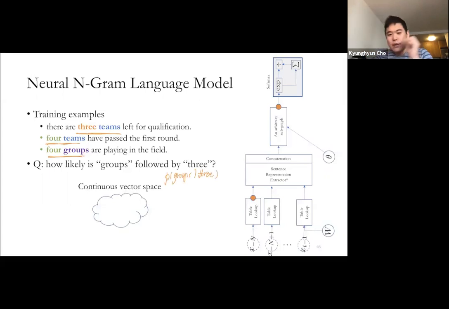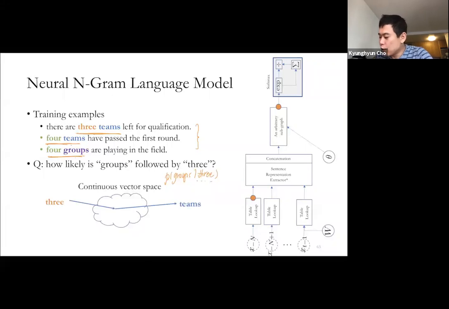So I'm building a unigram, or rather a bigram, language model, right? Given three, what is the probability of groups? If you think about just doing the count-based n-gram language model using these three training examples, the probability of groups given three has to be zero, because three groups never appears. We have three teams, four teams, and four groups, but there's no three groups, meaning the count of three groups is zero, thereby the probability of groups given three is going to be zero. However, when we train this kind of feed-forward language model, or the neural n-gram language model, that is not necessarily true because of the use of the continuous vector space.